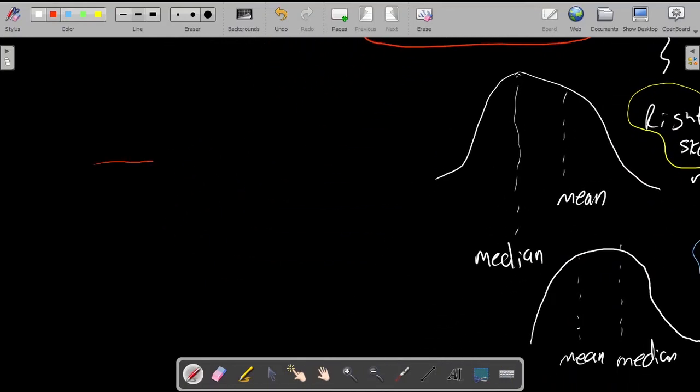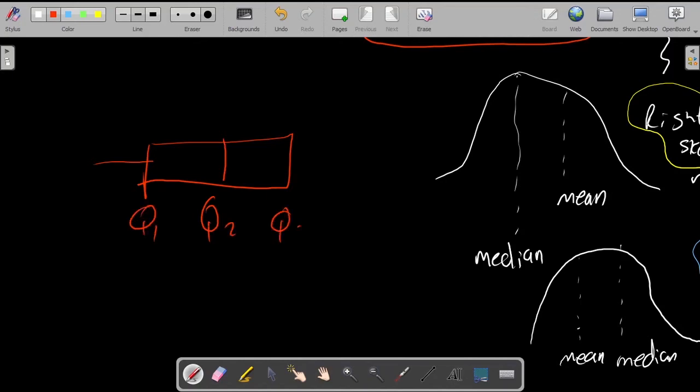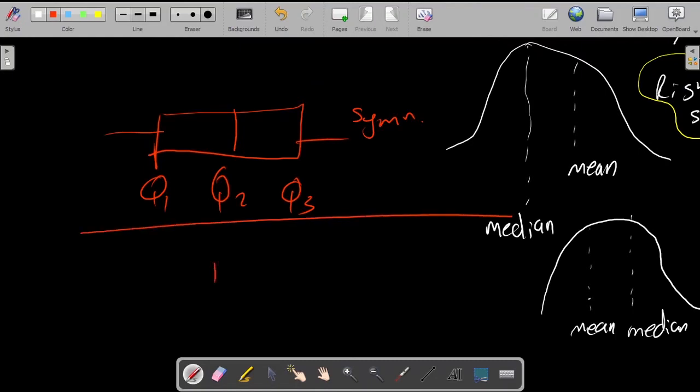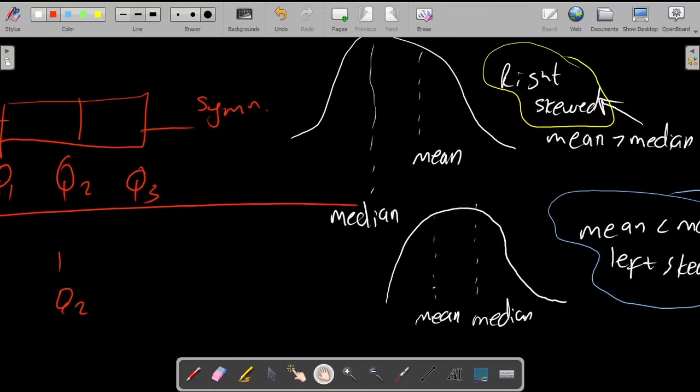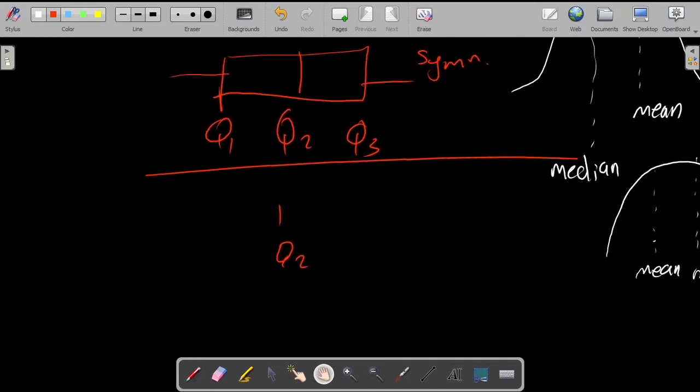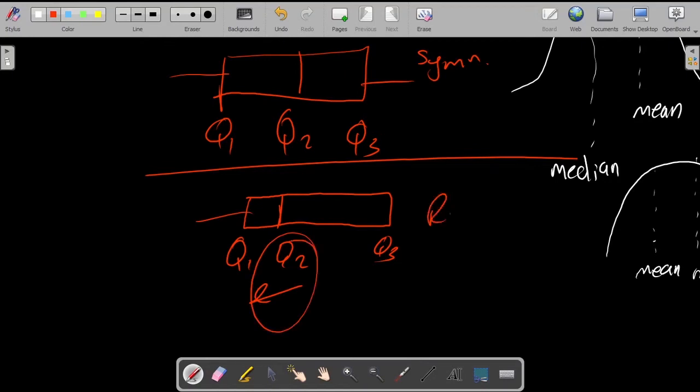And usually the box and whisker for each of these would look like this. You expect your Q2 to be right in the middle of your Q1 and Q3 for a normal distribution, which is for symmetrical data. And for right skewed, you have your mean greater than your median, which means your median is essentially small. So expect it to fall somewhere on this side. And this is for your right skewed.